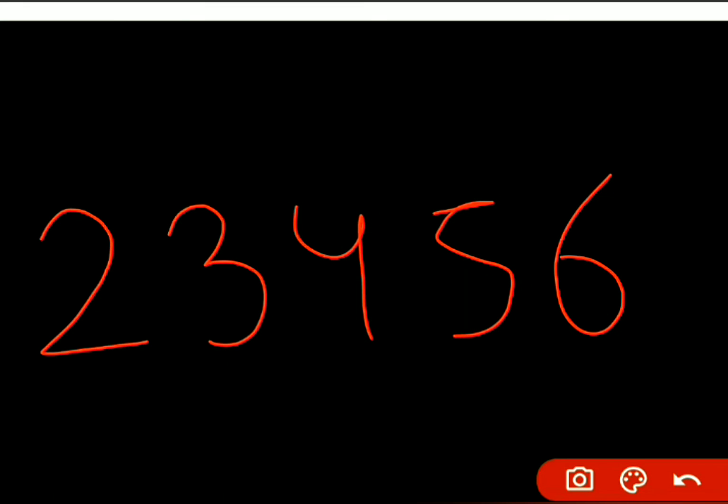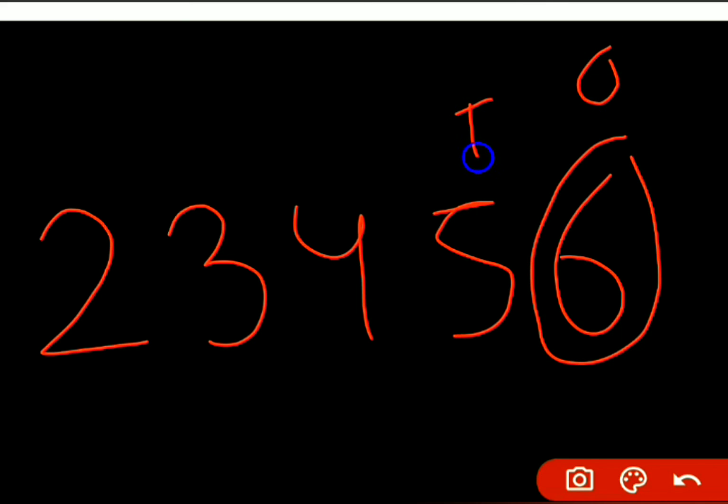The number is 23,456. From the right hand side, we will give the digits their place value. The place value of 6 is ones, the place value of 5 is tens, the place value of 4 is 100, the place value of 3 is 1000 and the place value of 2 is 10,000.